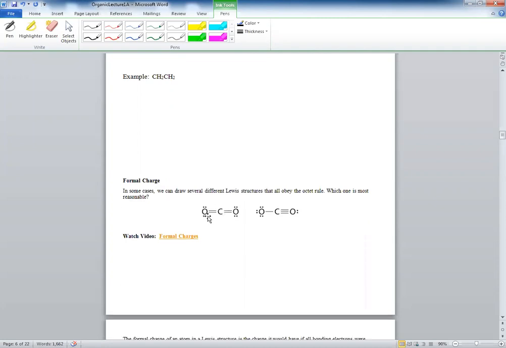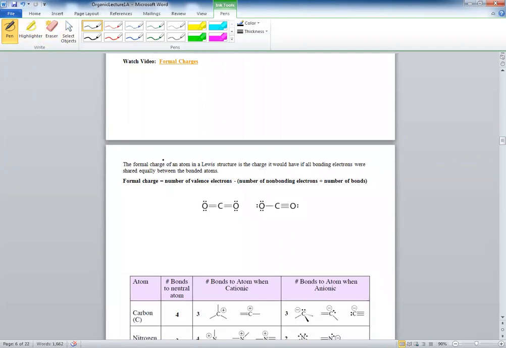So in this case, look at CO2, carbon dioxide. It has two structures. Which one is the correct one? Well, there is a formula you can use to calculate which one is better, and the formula is down here. It's called the formal charge. It's the number of valence electrons minus the number of non-bonding electrons, so ask yourself how many electrons are in the lone pairs, and of course the number of bonds.